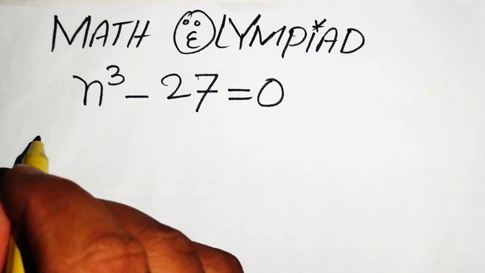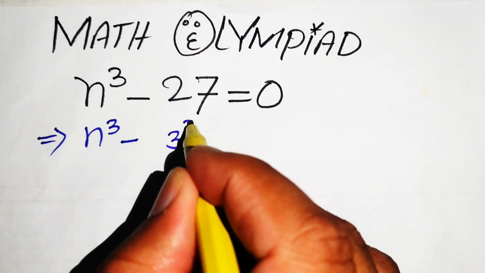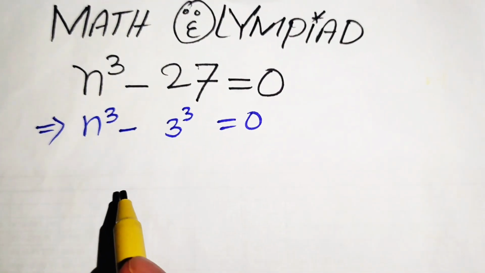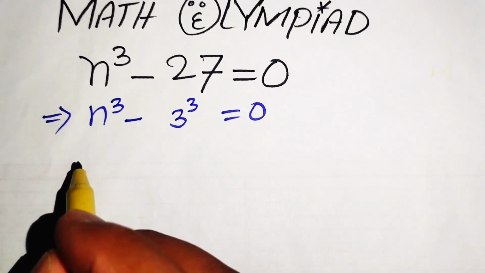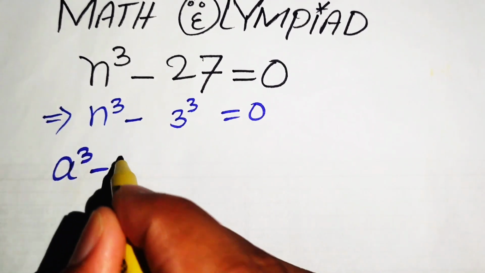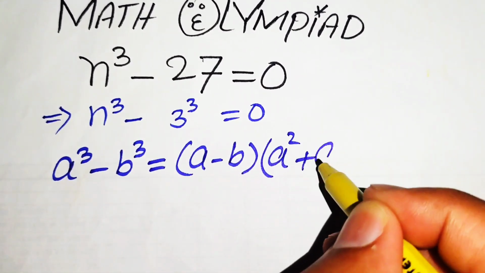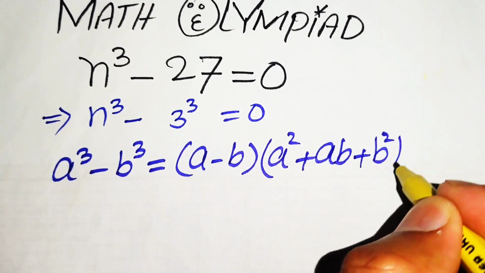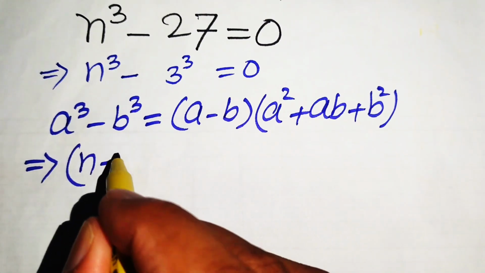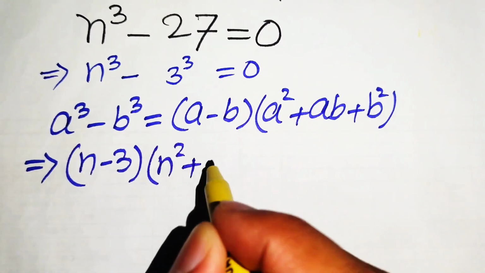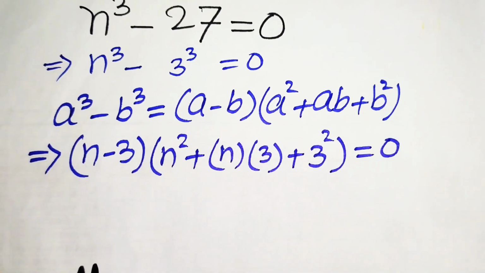Now we move towards the solution of this problem. First we rewrite this equation as n cubed minus, we write this 27 as 3 cubed, and this whole equation equals 0. In the next step we have n cubed minus 3 cubed. So we use the nice cubic formula. If we have a cubed minus b cubed, it equals a minus b times a square plus ab plus b square. So our above term will be written, after applying this formula, as n minus 3 times n square plus n into 3 plus 3 square, and this whole equation equals 0.